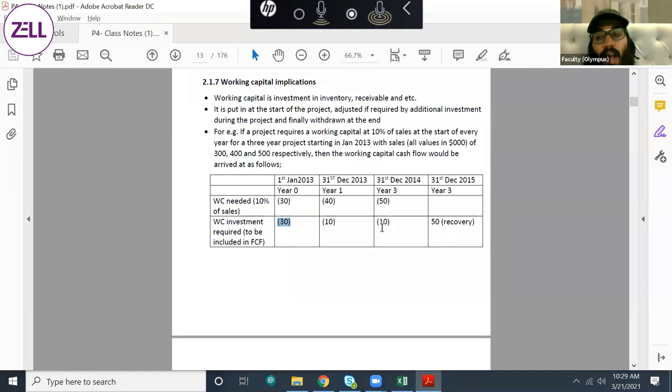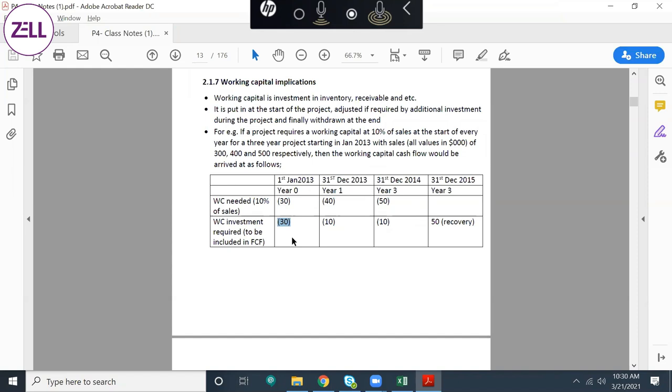The reason we do a working capital adjustment separately is because the questions become tricky. Sometimes it says working capital is needed at 10% of sales, sometimes 30% of sales, sometimes it may say incremental and all those things. In this case, let's say working capital is 10% of sales. That means the first year, I need 30, then 40 and 50. Look at this very carefully. The first year's sale is 30, so in year zero I'll have to put in 30. Yes or no?